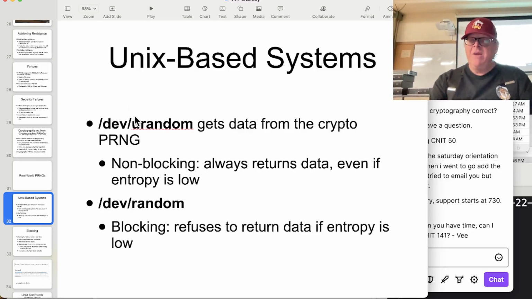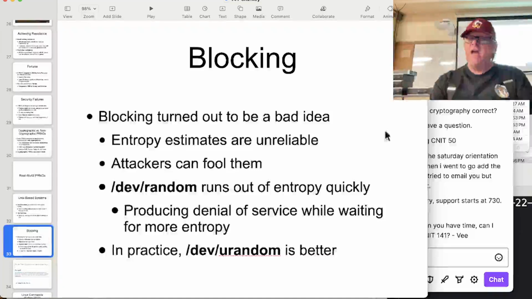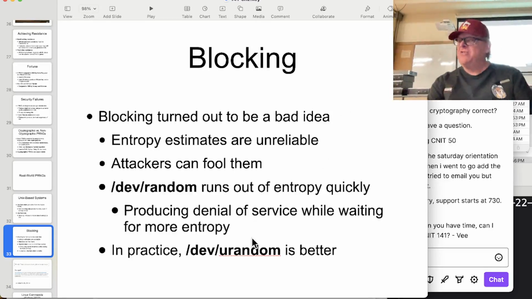So urandom gets data from the crypto pseudo-random number generator, and it's non-blocking. You will always get data even if the entropy is low. This is the one that will block and refuse to return data if the entropy is low, dev-random, as opposed to urandom. And people argued about this. At first they said you should block so people never get bad random data, but then what happens is it runs out of entropy quickly, and that creates a denial of service. So in practice, it turns out using urandom is better. So there's always random numbers when you go for it.